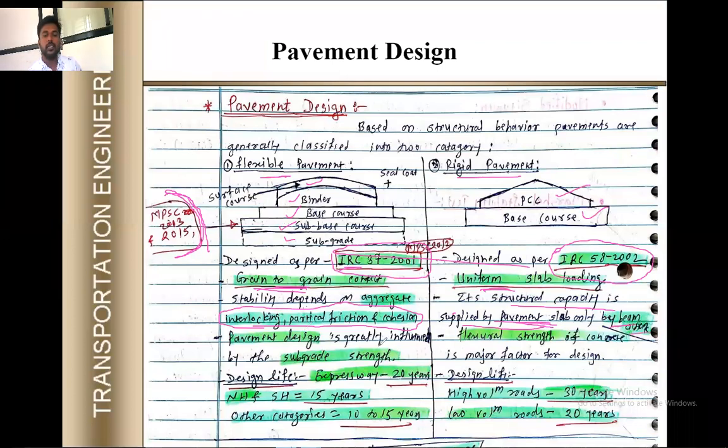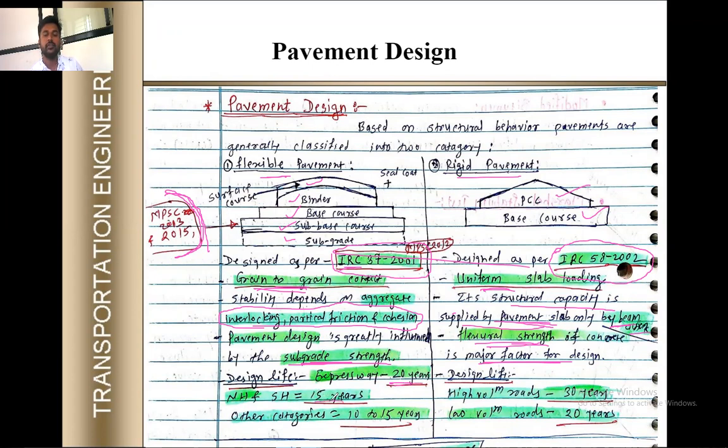Then the pavement design is greatly influenced by the subgrade strength. The subgrade strength is very important whenever we are designing the flexible pavement. But the flexural strength of the concrete is the major factor for designing the rigid pavement. The flexural strength of the concrete slab that we have provided is very important in rigid pavements.